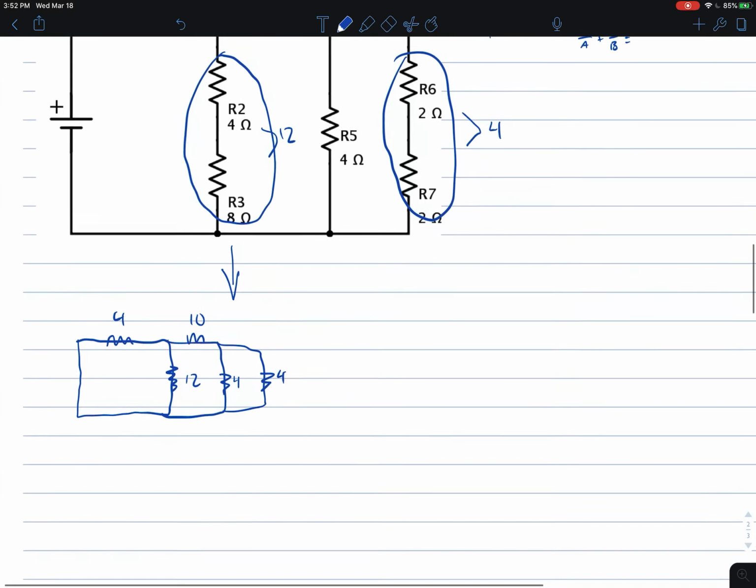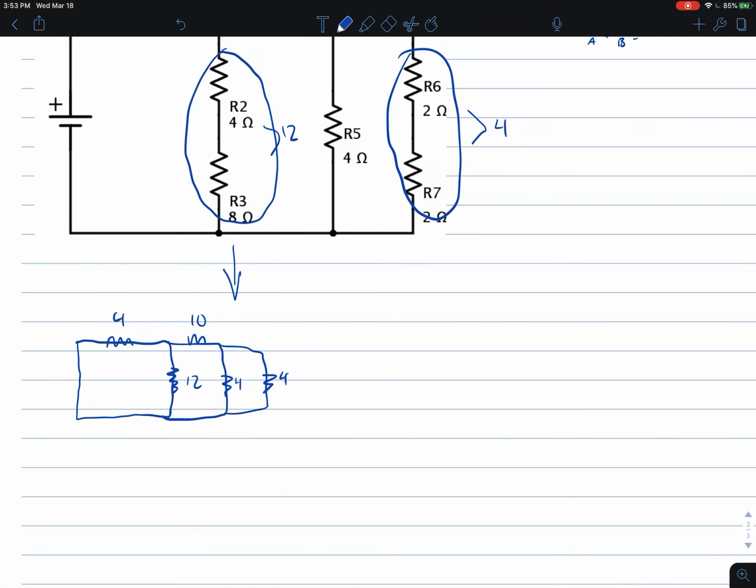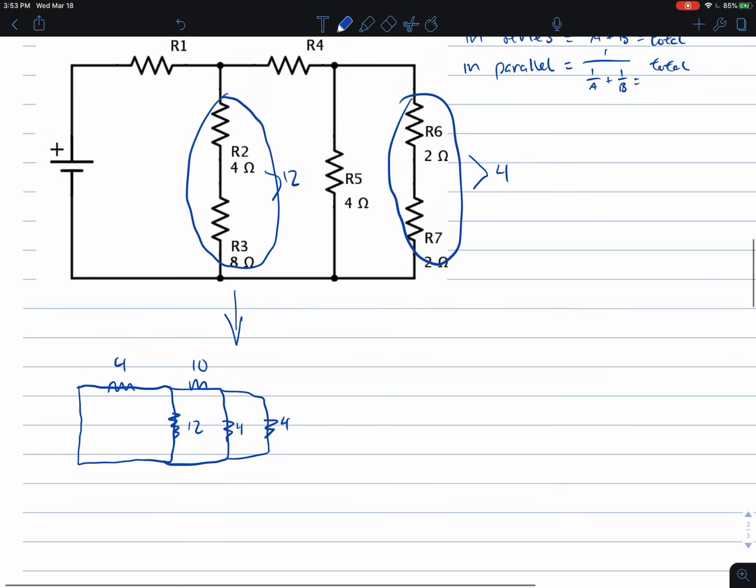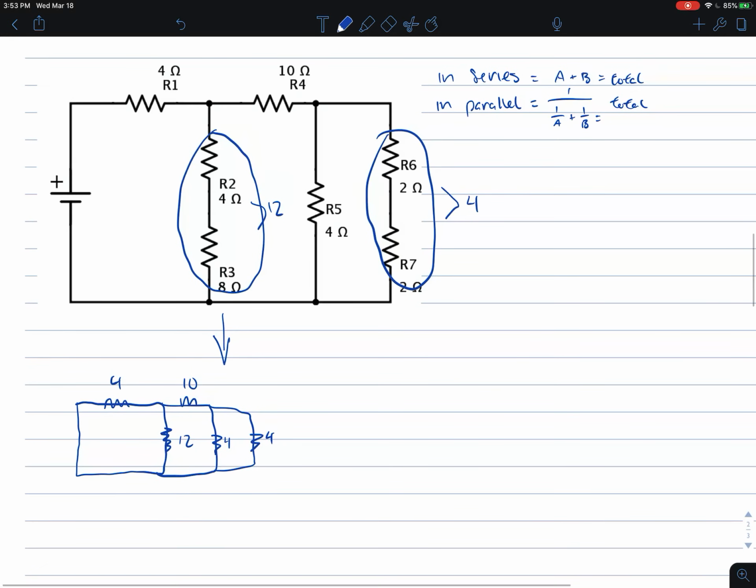Like that. So it's a messy drawing, but it just helps you work through the steps in order to get to the point. It just helps me see which ones are in series and which ones are in parallel. So now this is simplified a little bit.